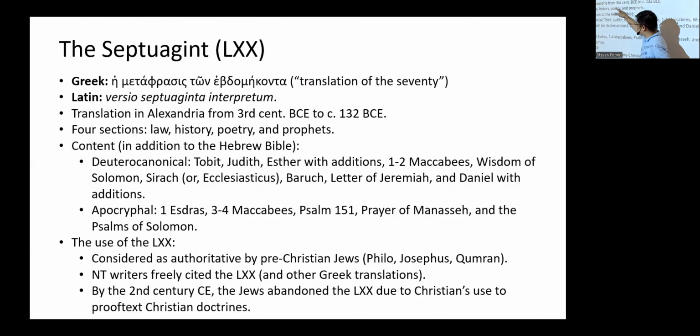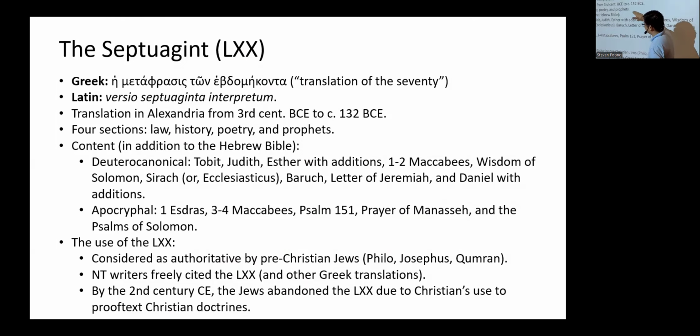So those who could speak both languages, the scholars in Alexandria, decided to translate the Hebrew Bible into the common language. In Greek they call it he metaphrasis ton hebdomekonta, the translation of the 70. Legend has it that 70 translators translated it independently and came up with the same result. That's legend. But it's called the translation of the 70. That's why it's called Septuagint, LXX, the Roman numerals for 70. The Latin name for it is Versio Septuaginta Interpretum. So Septuaginta is the word that became Septuagint.